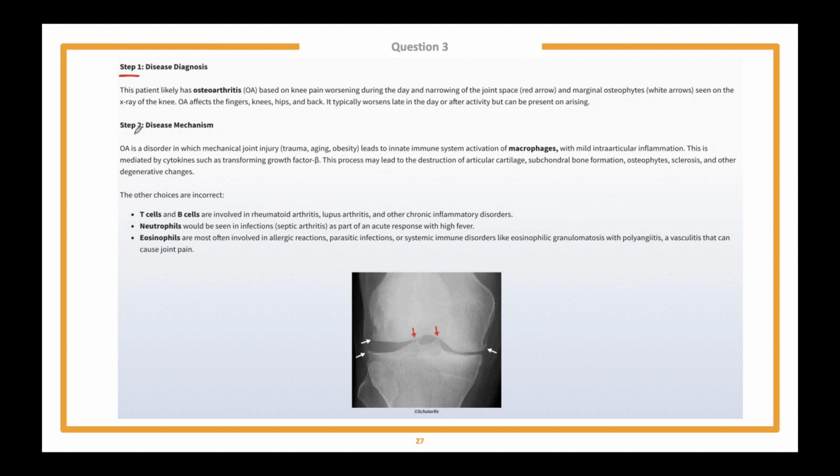As you can see here, we have the explanation laid out in two separate steps: the diagnosis, where we say the patient likely has osteoarthritis, and then the mechanism. We talk about mechanical joint injury, just like we showed you in First Aid, and of course, the correct answer, macrophage. We have a brief explanation here of the incorrect answer choices, but there are more in-depth explanations of the incorrect answer choices as well. So a nice little preview here, and I'm sure Jeff will talk more about this later.